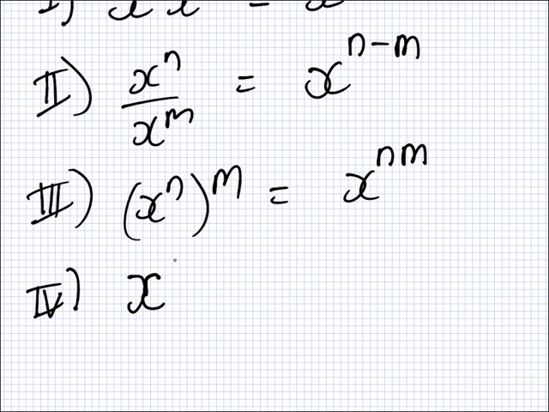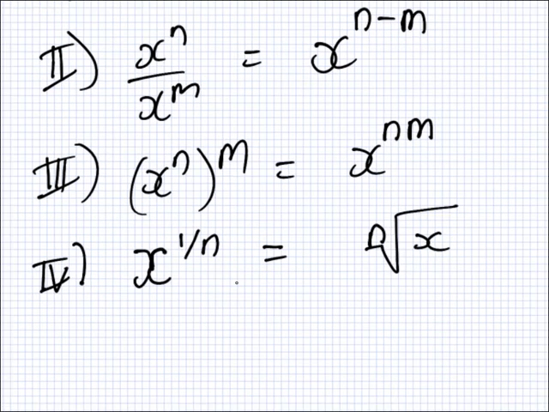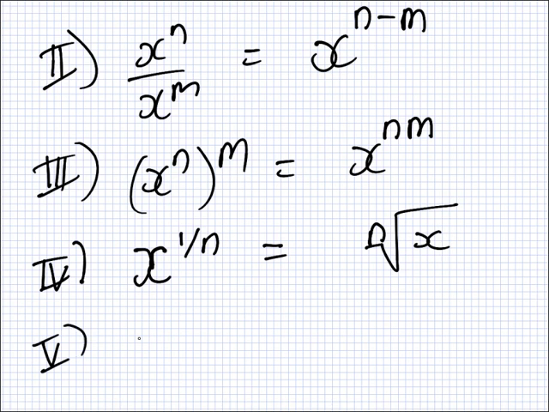Right, this one: x to the power 1 over n. Do you know what that equals? Not minus, this one. You're confusing it with another rule. It's the nth root of x. Yes, okay. Next rule is x to the power minus n.